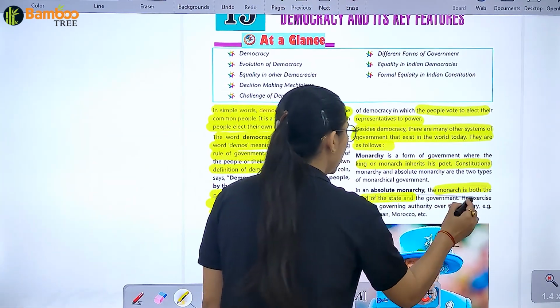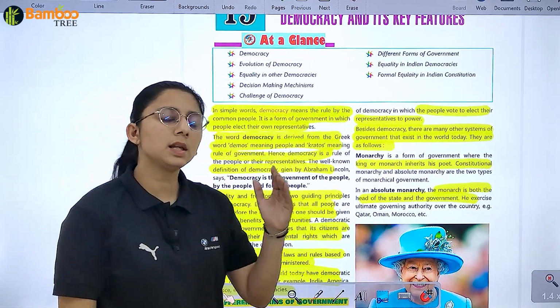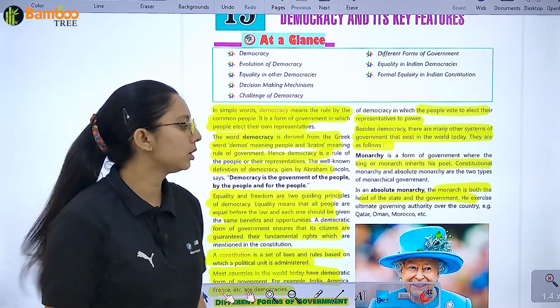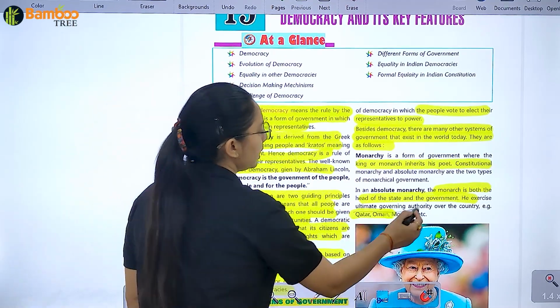Absolute में क्या होता है, both the head of the state and government. Monarch क्या होता है, state का भी head होता है, government का भी. He exercises ultimate government authority over the country, like Qatar, Oman and Morocco.